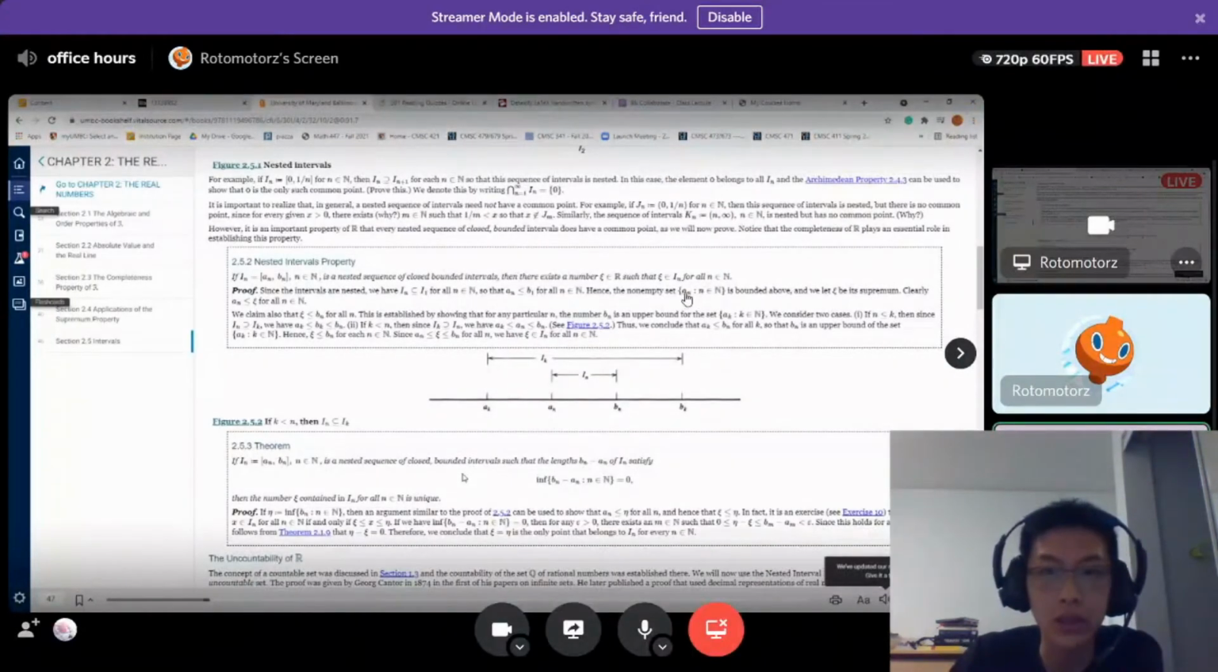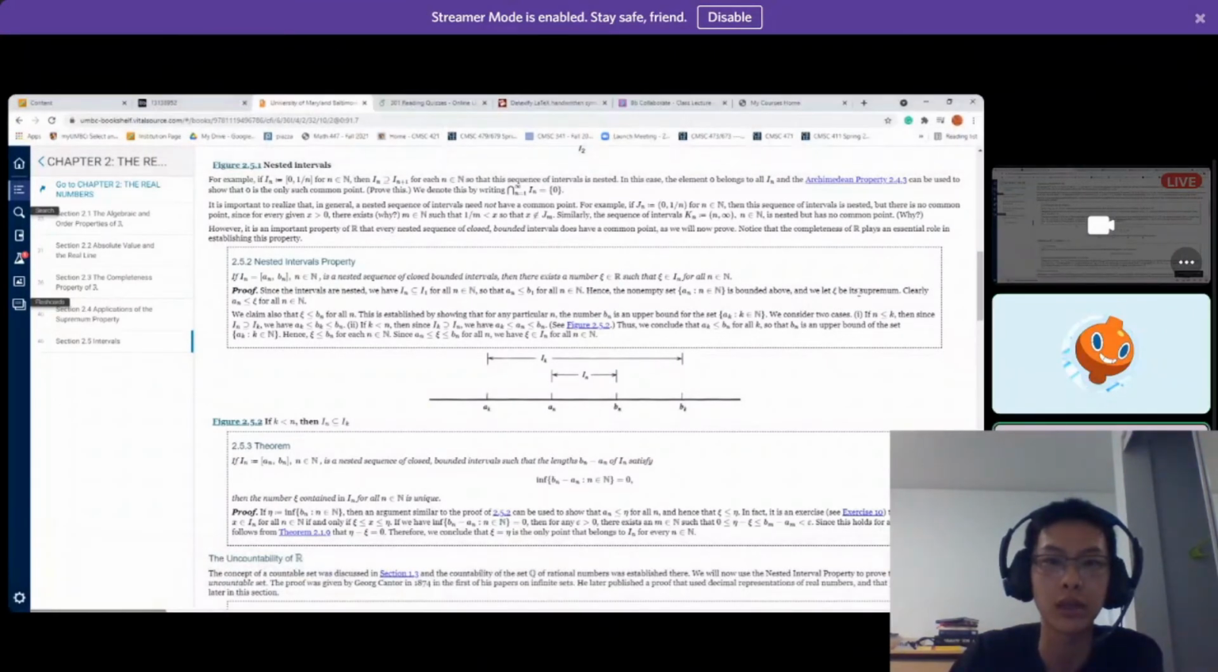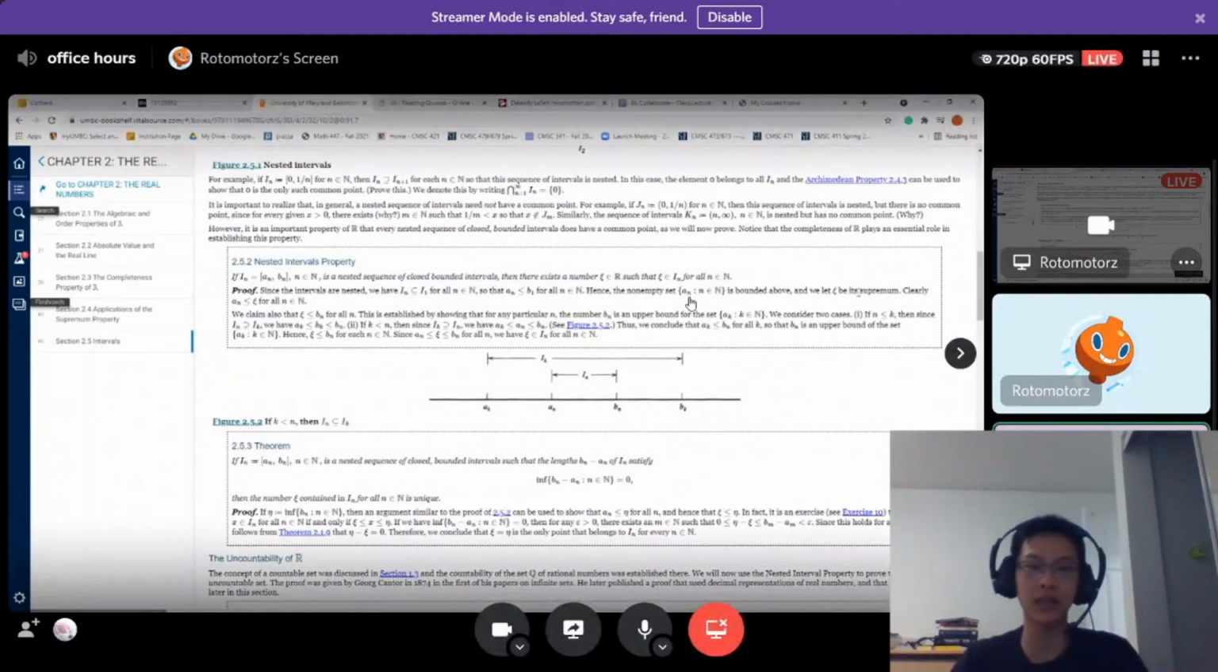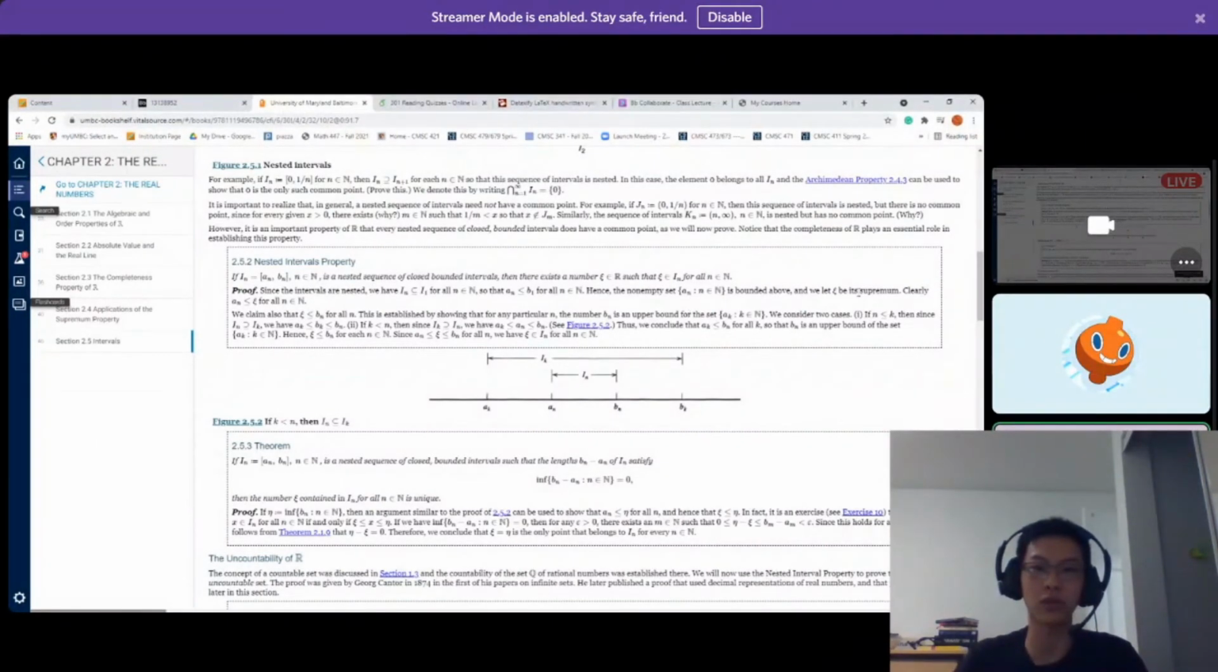I guess the C they choose is the supremum. Yeah, it's the supremum of the a_n in the proof, 2.5.2. See, C is the supremum of the a_n. So C is the upper bound of a_n, and eta is the lower bound of b_n. And if the intervals contain C and eta, they're going to contain the interval in between them, right?